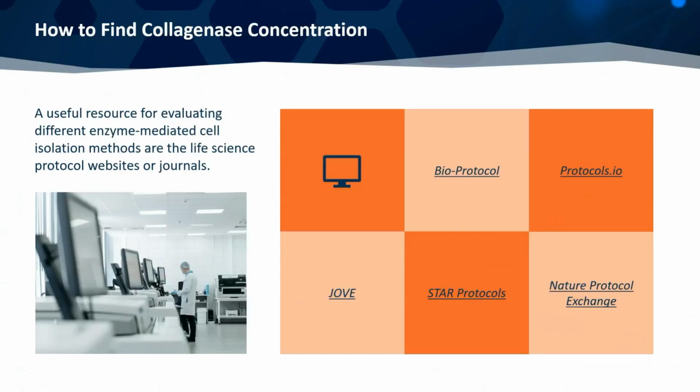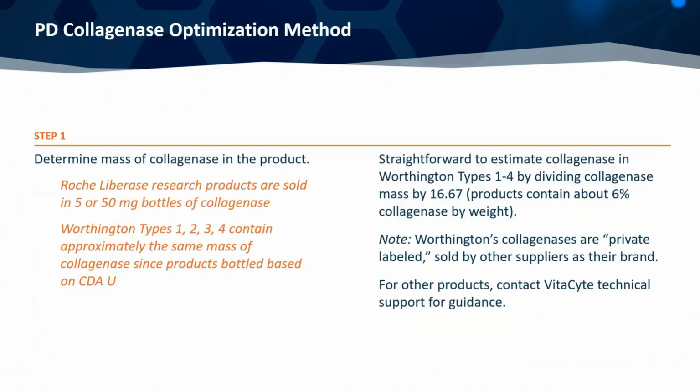So what's important is, if you don't have it already, I would highly recommend that you go to these bioprotocol journals or websites, and you can find this information, because what I'm going to be asking you in the first step of the procedure is to determine your mass of collagenase. Ergo, you don't have to consult with VitaCite. You just have to find out about how much collagenase you're using in your current procedure. So step 1 is determine the mass of collagenase in the product.